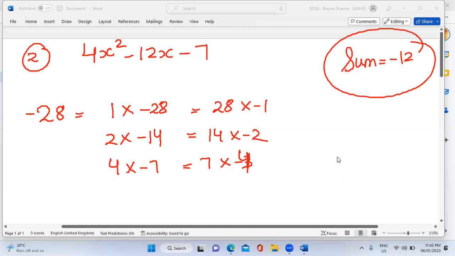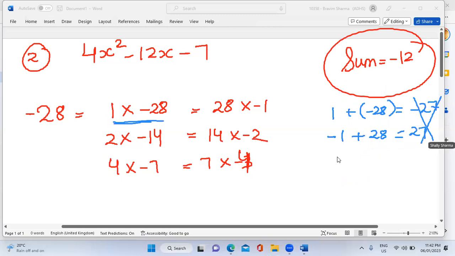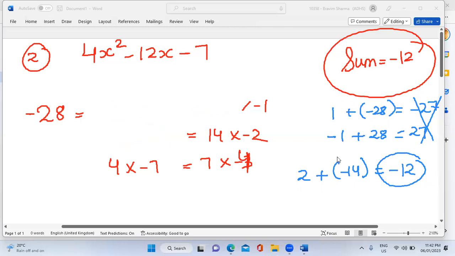So if I take the first pair, 1 and negative 28, the answer will be negative 27, or if I take negative 1 plus 28, it will be 27. But both cases don't work for us. The second example is if you take 2 and minus 14, I will get negative 12, and this is what we need. So I got my answer for the factors, or the splitting terms.